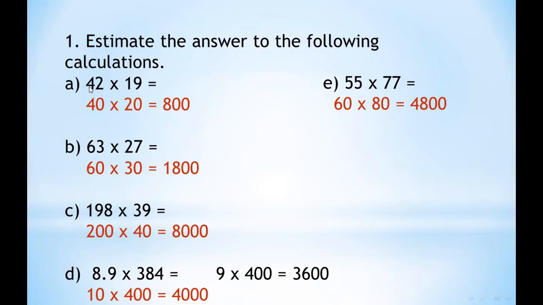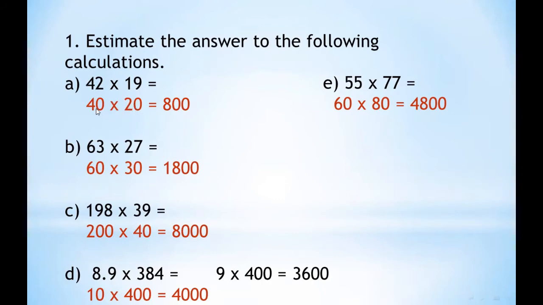So if you see this number 42, ones, tens, the highest place value is the tens place value. So here you have to round the number to the nearest tens. Now if I take the nearest tens, 2 is lesser than 5, so 4 will not change. So this will be 40. And here 19 will be nearest to 20. So here 40 multiplied by 20.